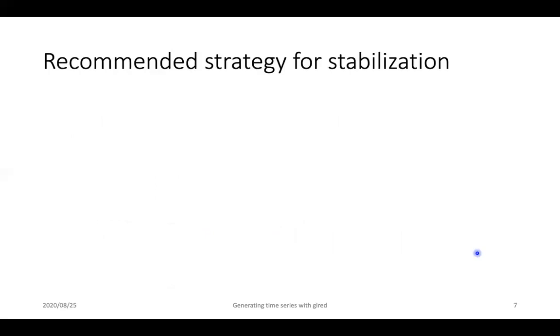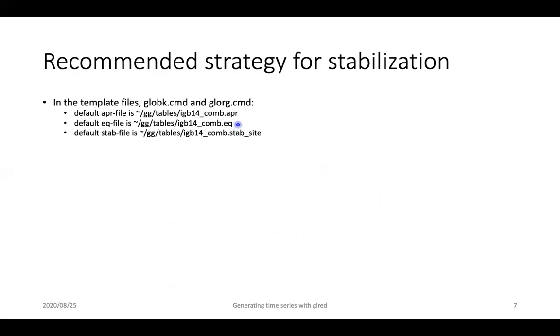For stabilizing sites to define your reference frame and use particular good sites to stabilize the network for your time series and eventually velocities as well, we provide you with a series of files that is based on the current IGS realization of the ITRF 2014 reference frame, which is the current ITRF solution. So the default .apr file to define the reference frame is ggtables igb14_comb.apr. That has an equivalent EQ file, which contains the correct discontinuity information when sites move due to earthquakes and antenna changes, things like that.